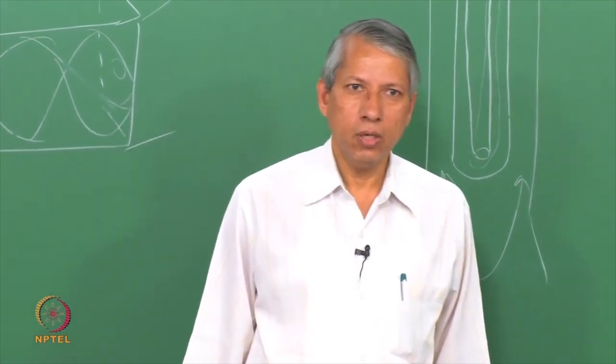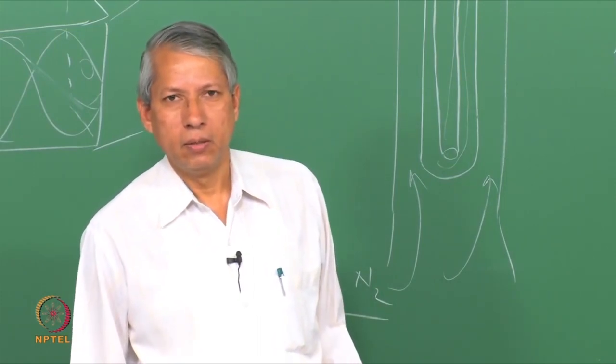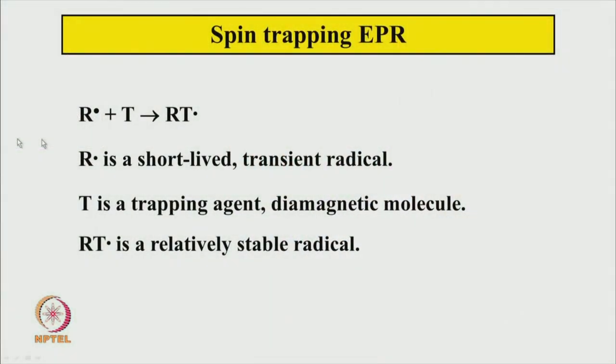This technique is called spin trapping EPR. You trap the free radical. The idea is very simple: R is the transient radical, and there is some trapping agent. This reacts with R to give another species, which is the trapped radical, and this has a sufficiently long lifetime and may be easier to detect.